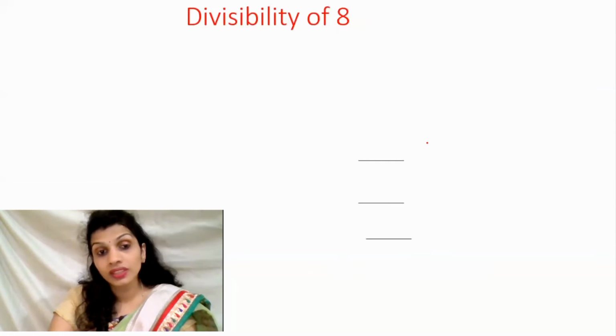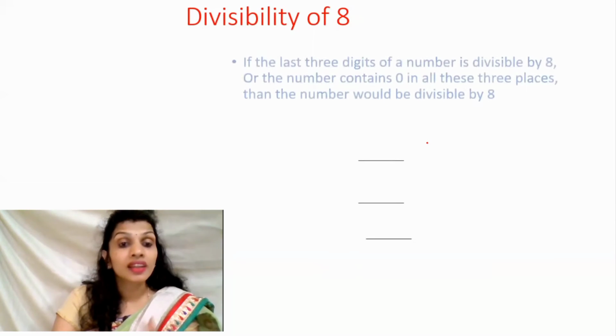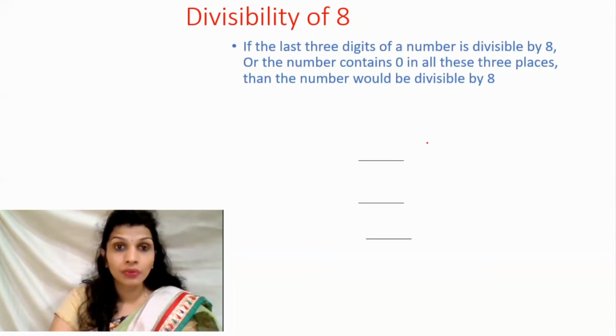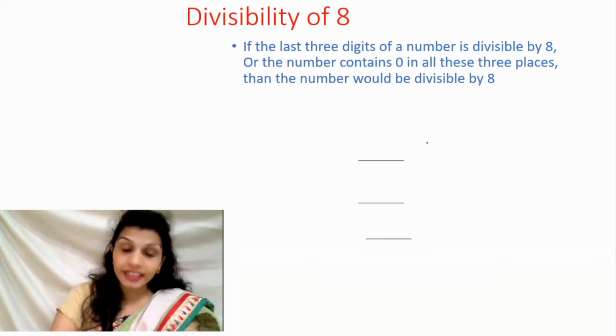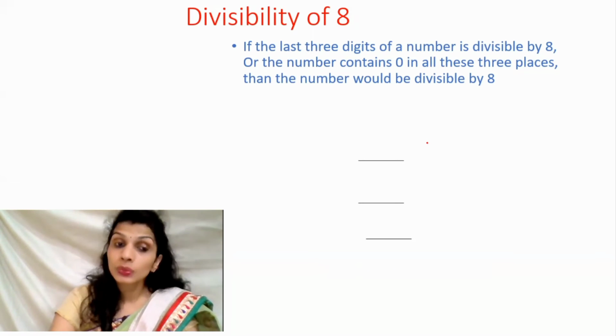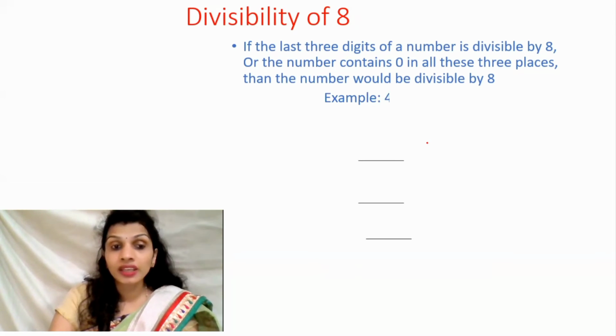Now we are going to learn the divisibility rule of 8. In 4, what have we seen? The last two digits should be divisible by 4. Similarly, in the divisibility rule of 8, if the last 3 digits are divisible by 8, or the number contains 0 in the last 3 digits, then the number would be divisible by 8. Let us take an example to understand it more clearly.